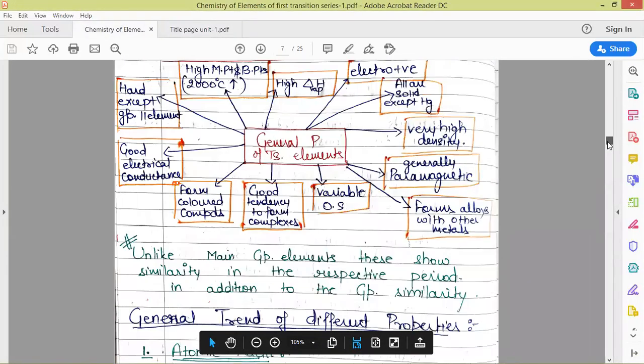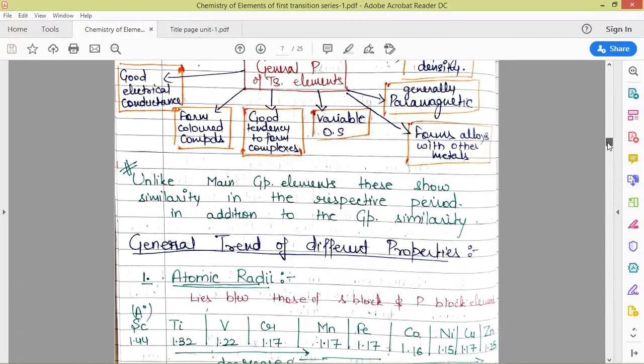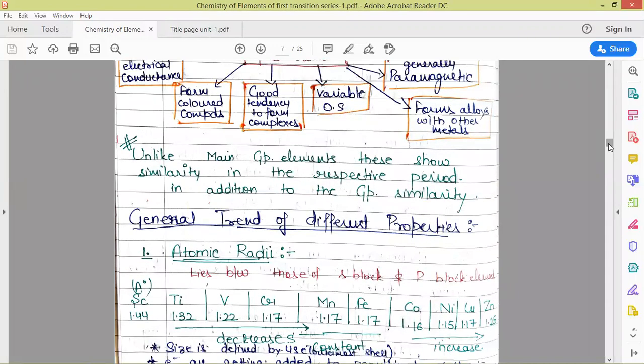So in the last video, we discussed the general properties of the 3d series, that is the first transition series of d block elements. They have high melting points and boiling points, and high heat of vaporization. They are all electropositive. So we'll be taking up these properties one by one, and discussing the periodic trends of these properties. The first property we are taking is the atomic radii.